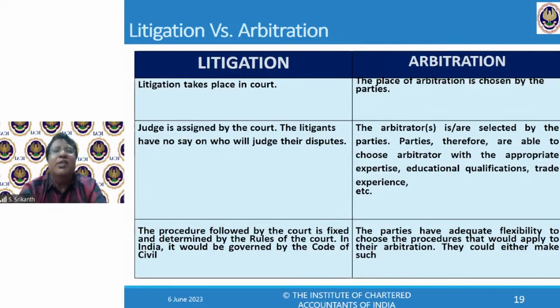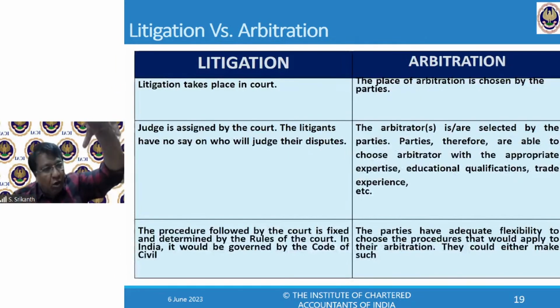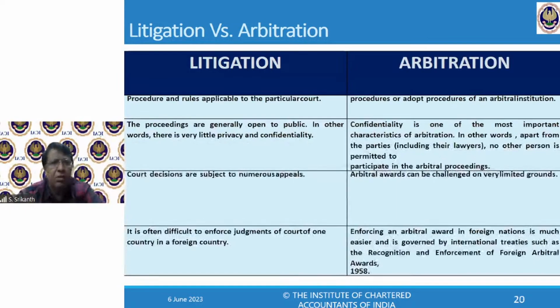So now, quickly, litigation and arbitration. I'm not going to cover it in depth, but you already know so much, so I don't want to waste your time. Litigation happens in court, and the judges are assigned by the court, whereas arbitrators are selected by the parties. Procedure is fixed by the CPC, Code of Civil Procedure, whereas here, to an extent, the parties can decide how they will do it. To an extent, I'm being very, very careful. Usually, the arbitration institution has its own rule book, but that will be flexible.